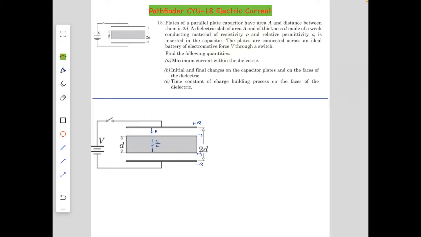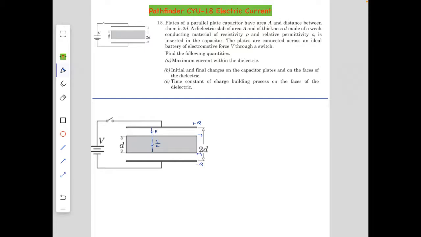A dielectric slab of area A and of thickness d, made of weak conducting material of resistivity ρ and relative permittivity epsilon r, is inserted in the capacitor. The plates are connected across an ideal battery of electromotive force V through a switch. Find the following quantities: maximum current within the dielectric, initial and final charges on the capacitor plates and on the faces of the dielectric, and the time constant of the charge building process on the faces of the dielectric.